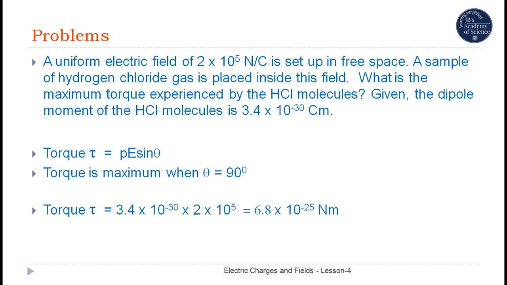We know that the torque experienced by a dipole placed in an electric field, tau, is equal to pE sin theta, where theta is the angle between the electric field and the dipole moment vector. Now, torque will be maximum when sin theta is 1, that is when theta is 90 degrees. Now, torque tau is equal to 3.4 into 10 to the power of minus 30 into 2 into 10 to the power of 5. That is 6.8 into 10 to the power of minus 25 newton meter.